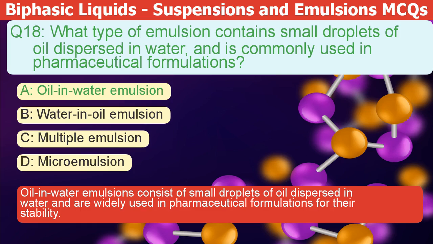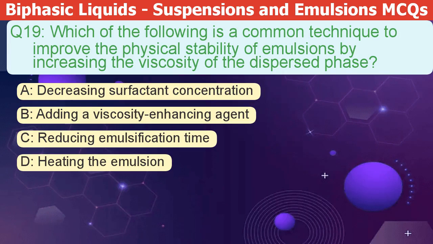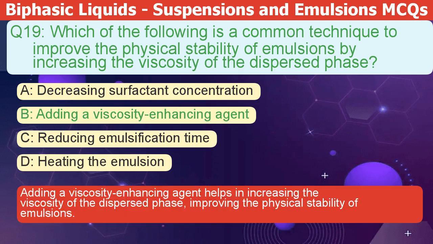for their stability. Which of the following is a common technique to improve the physical stability of emulsions by increasing the viscosity of the dispersed phase? A. Decreasing surfactant concentration. B. Adding a viscosity enhancing agent. C. Reducing emulsification time. D. Heating the emulsion. The correct answer is B. Adding a viscosity enhancing agent helps in increasing the viscosity of the dispersed phase, improving the physical stability of emulsions.